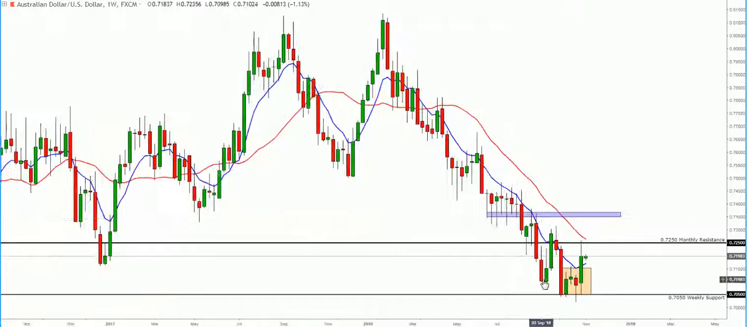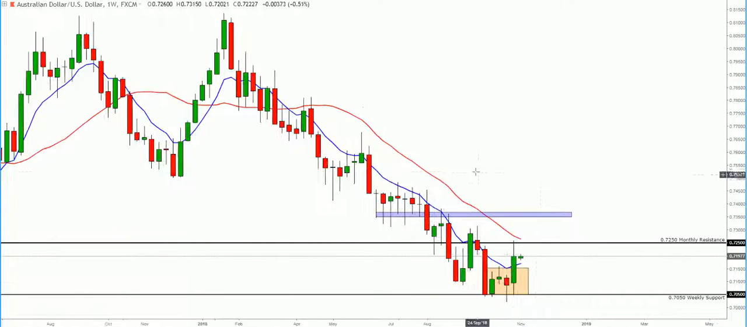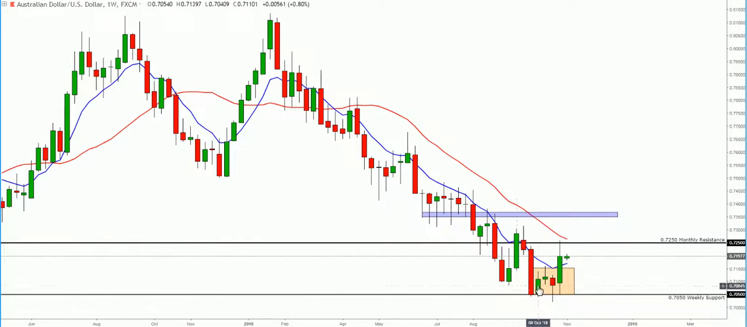So as always, let's get started on Aussie dollar. So here on the weekly time frame, we see that we have been bearish, as we all know, and I do believe that most of this bearish price action was in fact driven by the strength of the dollar and not actually poor economic factors in the Australian economy.